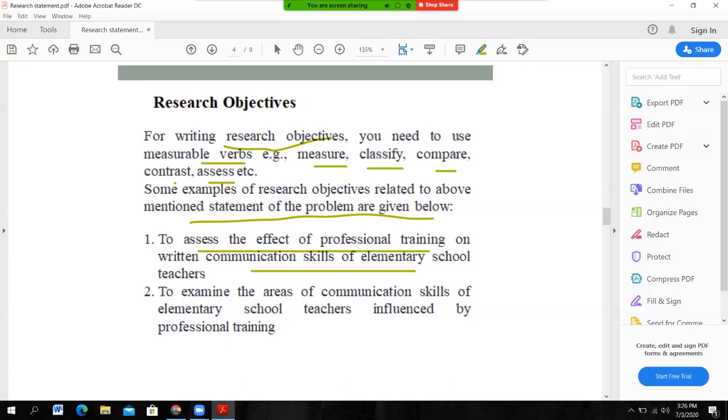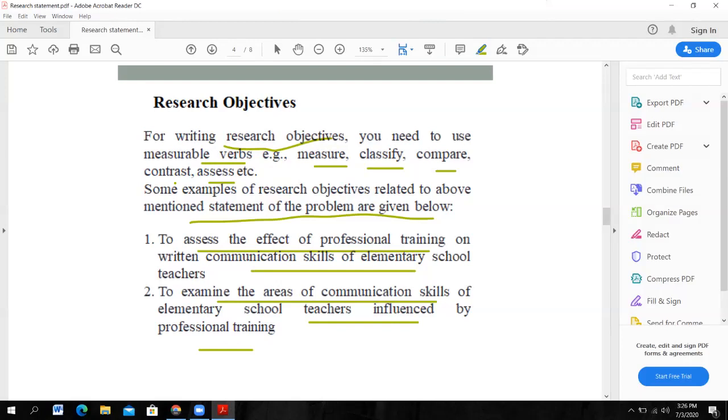So this is the objective of the research, to examine the area of communication skill of elementary school teacher influenced by professional training. So these are the objectives which are based on the research project mentioned in the above slide, that how professional training affects the communication skills of the elementary school teacher.